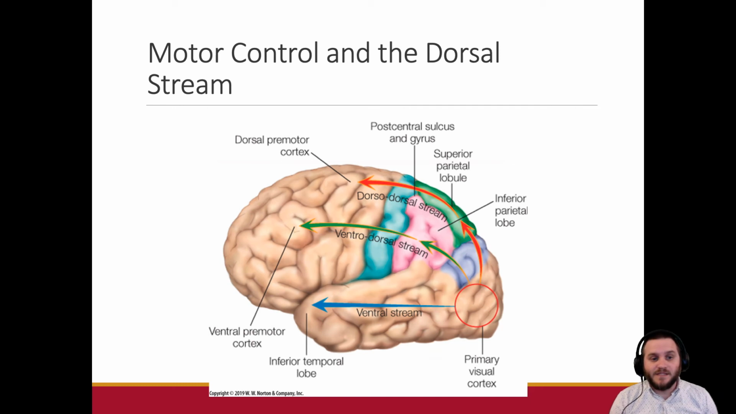There are 2 streams, or 3 streams actually. Much like everything else. So primary visual cortex, ventral stream, we've already talked about the infratemporal lobe, so that's object recognition. Okay, the ventrodorsal stream goes to the premotor cortex. And the dorsodorsal stream, so that's the very tippity top stream, goes into the premotor cortex, as well as the parietal lobe areas for coordination of movement.